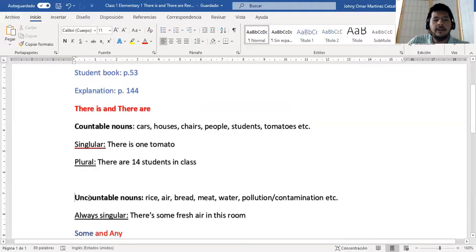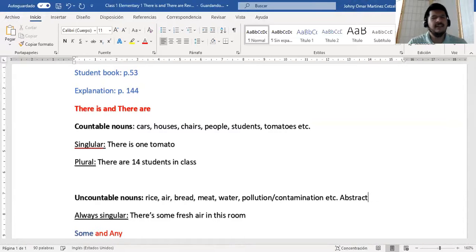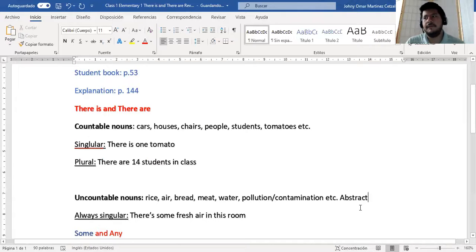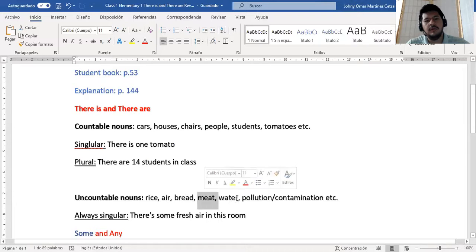Now, we are going to take a look at uncountable nouns. Uncountable nouns are a little bit more abstract, okay? They are more abstract. It could be feelings like love, like hate. It's emotions. We don't count emotions, okay? So now, let's see some examples. Rice. We don't count rice. Air. We don't count air. Bread, as in pan, usually in English is uncountable, or always. Meat, carne, it's also uncountable.